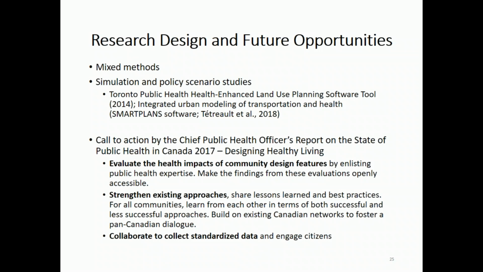Beyond those potential methodological applications, there's definitely a need and incentives to continue this type of work, quite effectively demonstrated, I think, by the Chief Public Health Officer in Canada a couple of years ago, choosing, when they give their yearly report, which she called Designing Healthy Living, to put out a call to action on very much this topic of understanding how built environment and health interact. Some of the calls to action she mentioned were: evaluate the health impacts of community design features, strengthen existing approaches, and collaborate to collect standardized data and engage citizens.